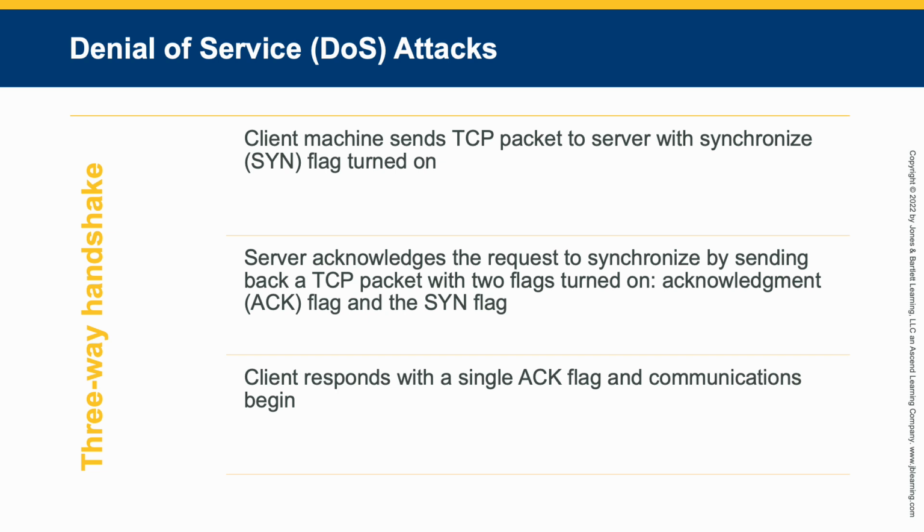Again, SYN. The client machine sends a TCP packet to the server with the synchronize flag turned on. SYN is a flag. The server acknowledges the request to synchronize by sending back a TCP, or transmission control protocol, packet with two flags turned on: the acknowledgement ACK flag and the SYN flag. So it's also synchronized. The client responds with a single ACK flag and communications begin.